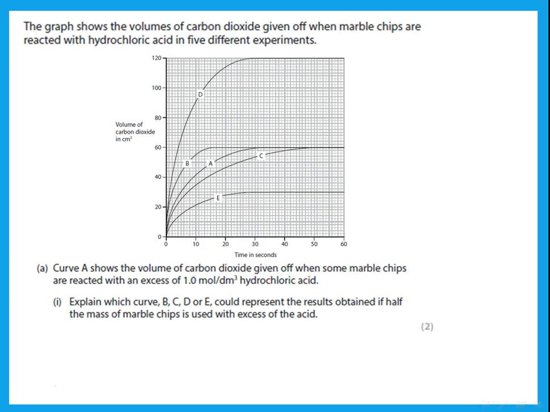Now explain which curve could represent the results obtained if half the mass of chips is used. Now remember that if I'm using half the amount of reactant, I should end up with half the amount of gas. So which graph gives me half the amount of gas that was in A? So that is graph E. Were you able to think of that? Because E produces half the amount of gas.